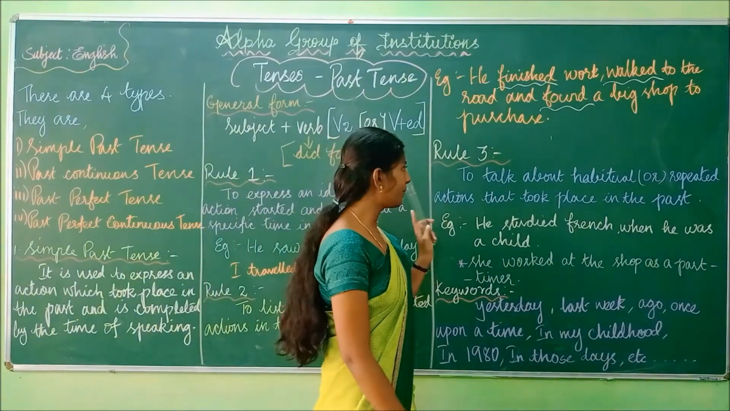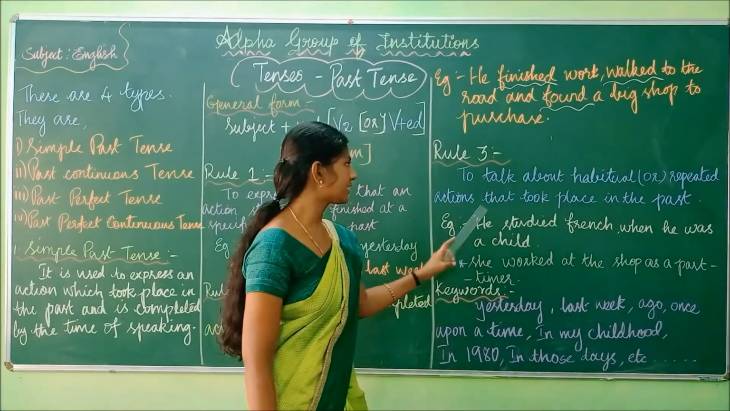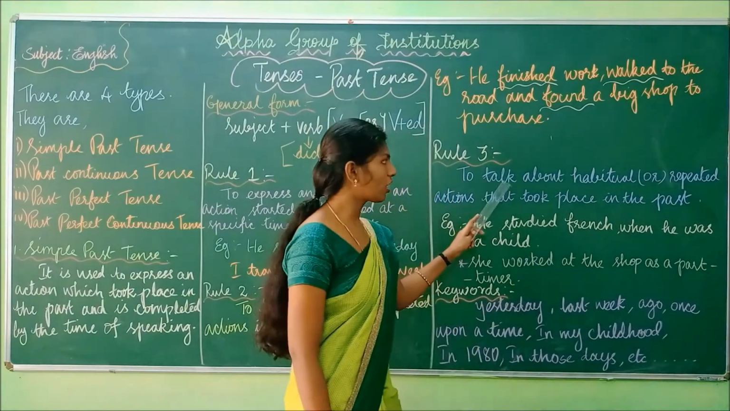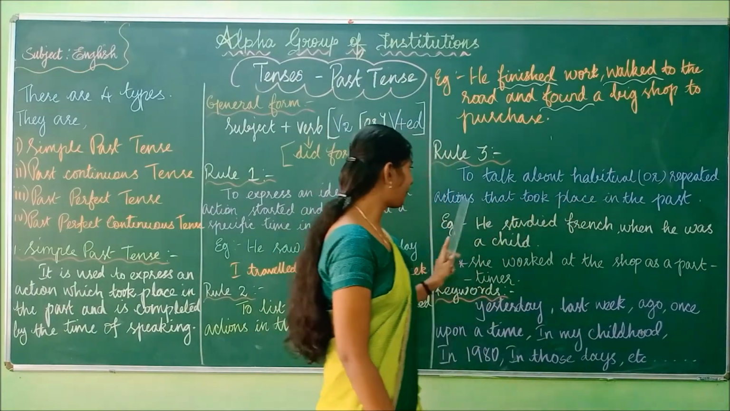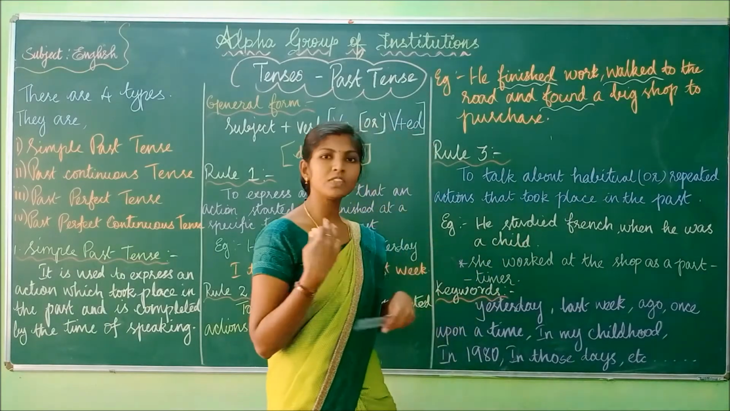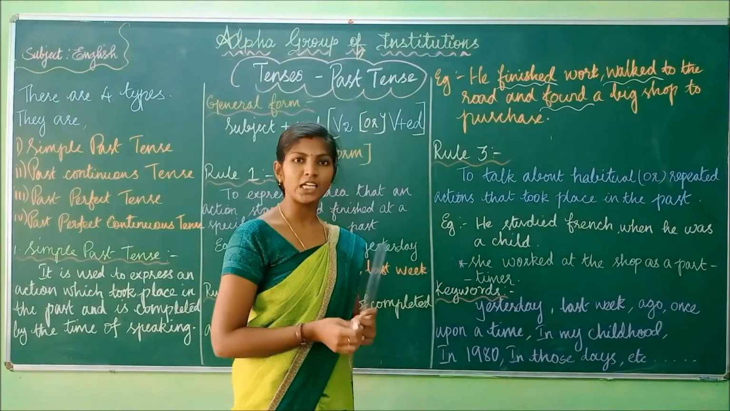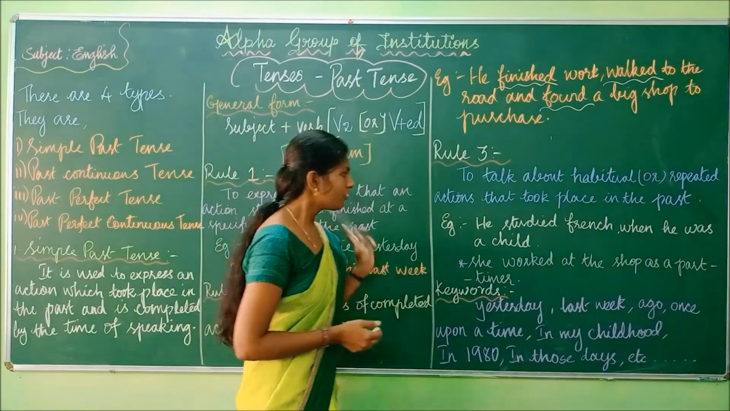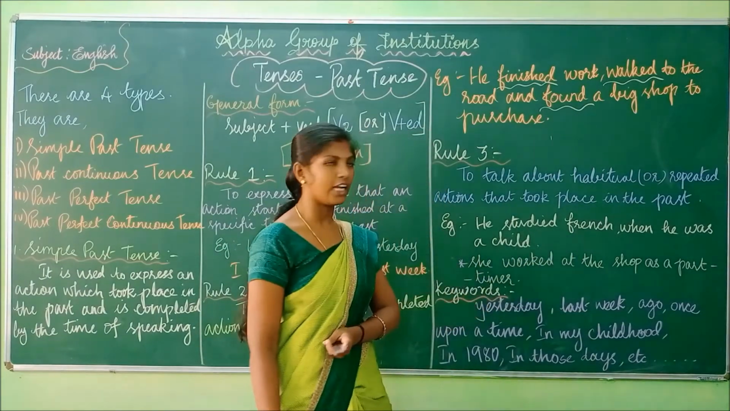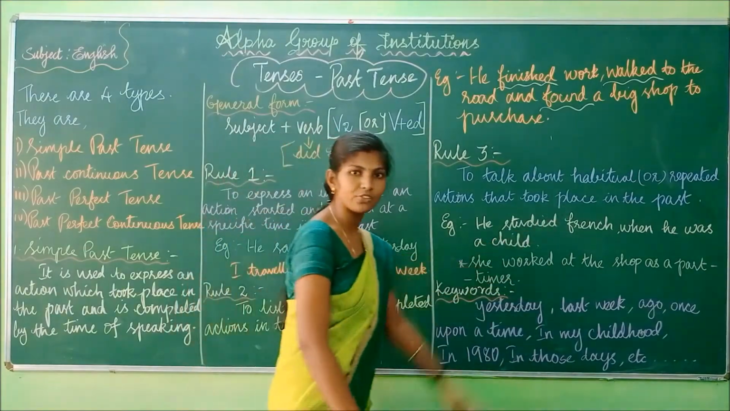Next, rule number 3, to talk about habitual or repeated actions that took place in the past. Some things which are habitual, which are routine, and the repeated actions that we do every day. For example, he studied French when he was a child. It was a habitual action.